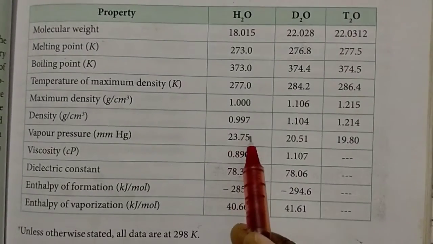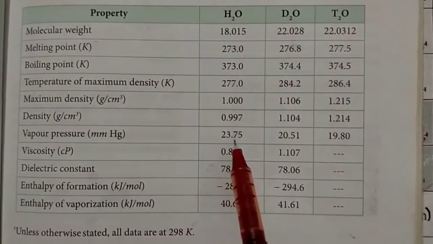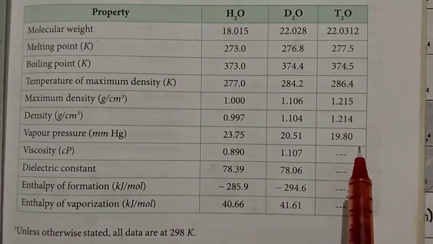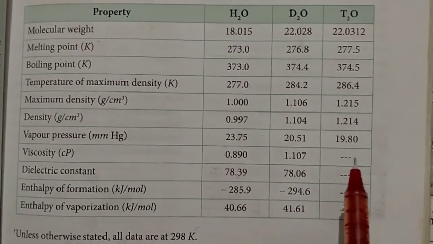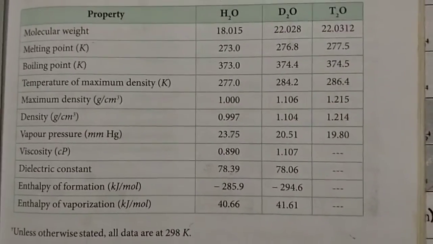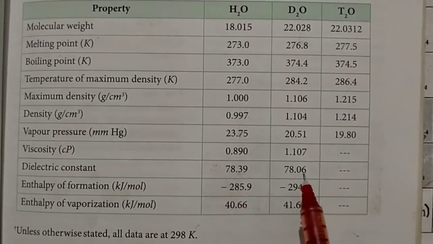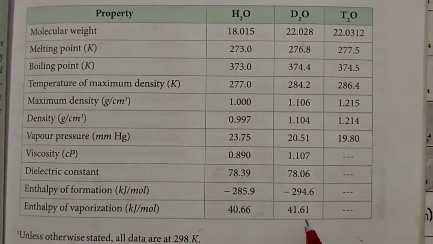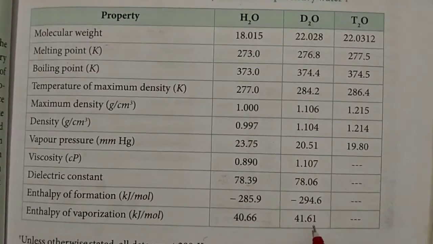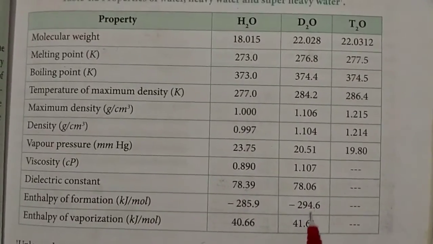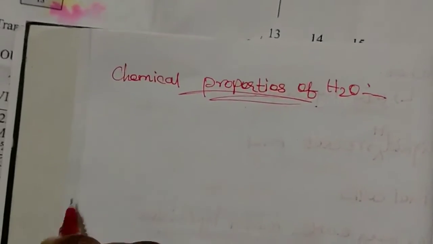The vapor pressure is 23.75, 20.51, 19.80. Viscosity is given in the list, but it is not applicable for tritium because that is only a trace amount. And the dielectric constant is given, and the enthalpy of formation, that is the energy for bond formation, and the enthalpy of vaporization, that means the energy to vaporize the water molecule. So physical properties are over.